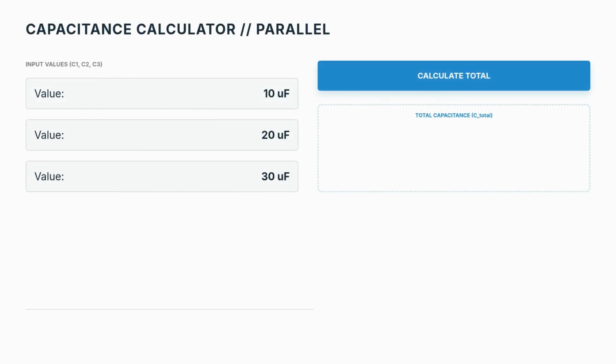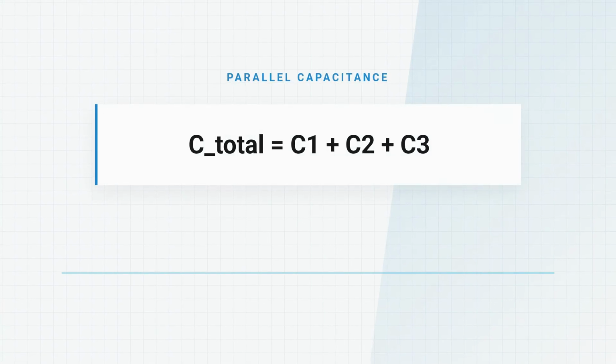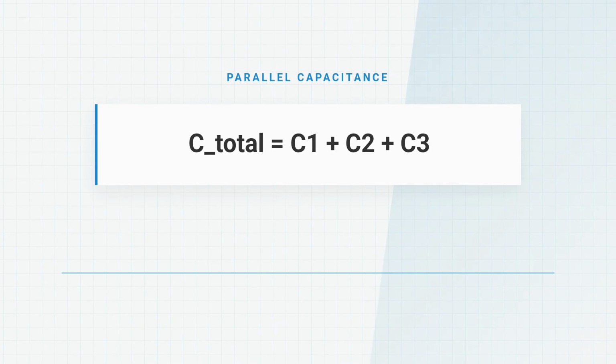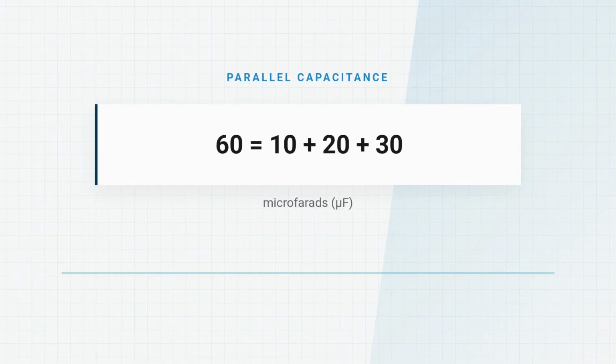This confirms the fundamental principle that capacitors in parallel simply add together. 10 plus 20 plus 30 equals 60 microfarads. The output also displays the number of capacitors as 3 and lists the individual values as C1 equals 10, C2 equals 20, and C3 equals 30 microfarads.